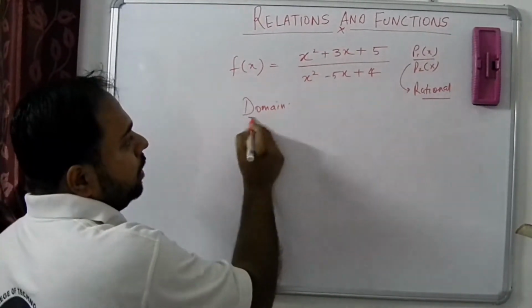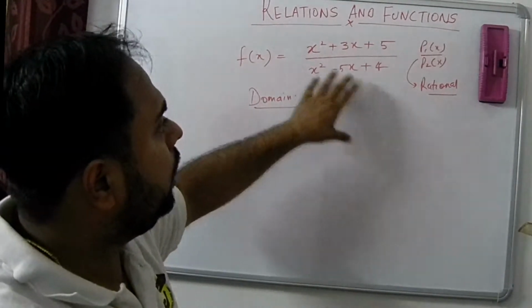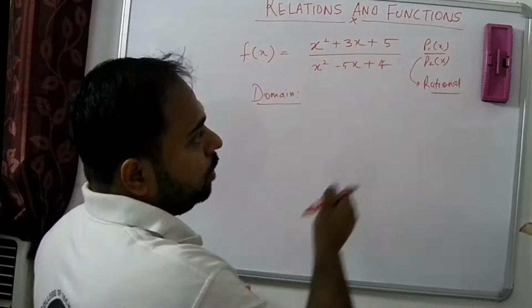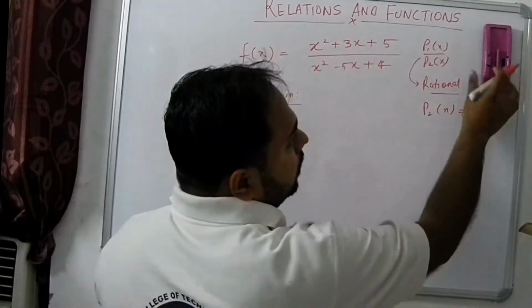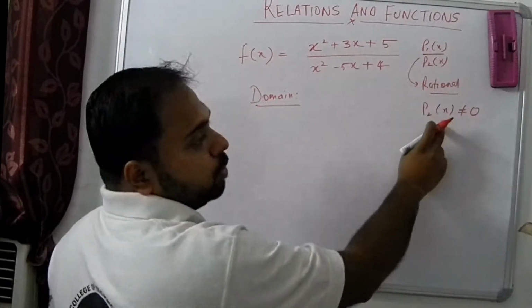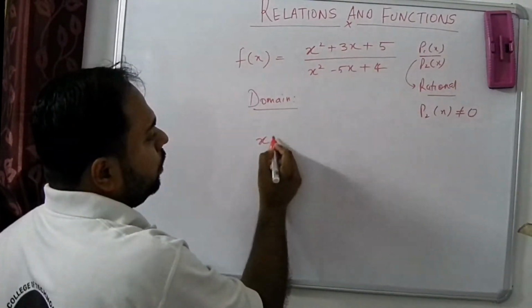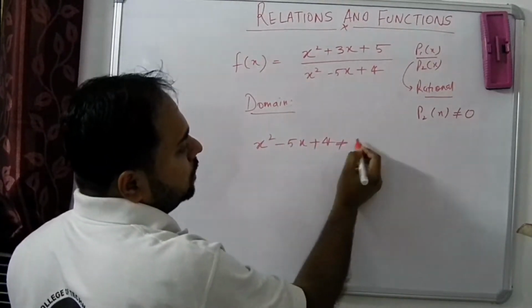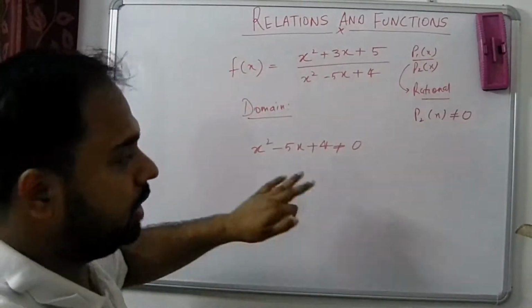Domain means what all values of x can I put in here. I've told you that whenever there is a function in the denominator, for a rational function, p2(x) should not be equal to 0. That was the condition that we had. So my only point is that x² − 5x + 4 should not be equal to 0, else I'm fine with everything. Whatever you put here, everything is there.